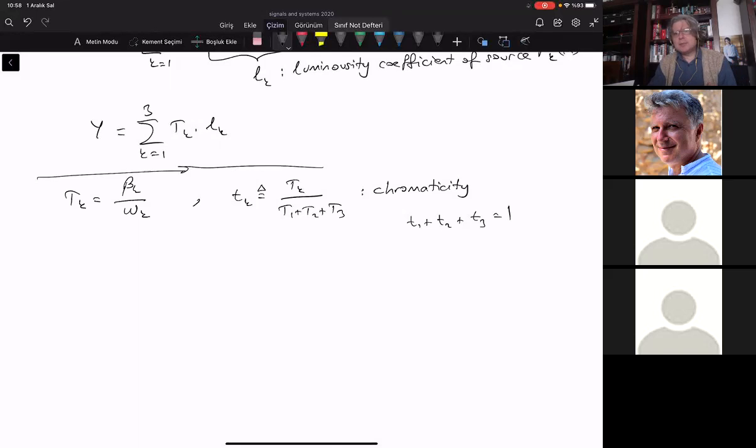Since they sum up to 1, it gives us a freedom of representation over only, let's say, t1 and t2 axis. The chromaticity diagram is like this. And t1 plus t2 plus t3 is equal to 1. So we can just draw it along t1 and t2. t3 is whatever is left or remaining. So our chromaticity diagram really appears in a two-dimensional space like this.